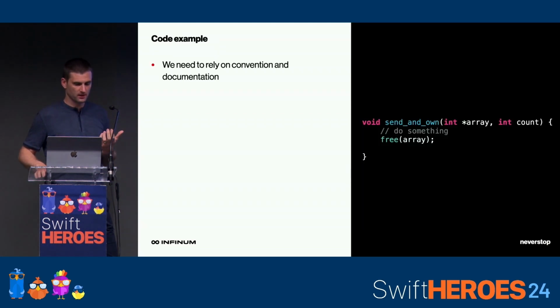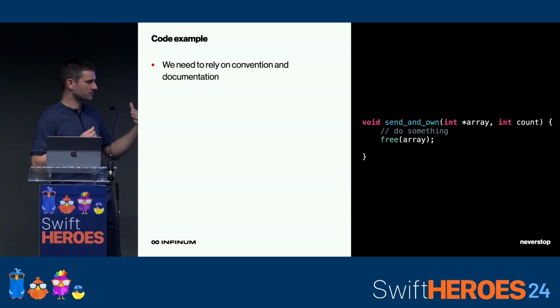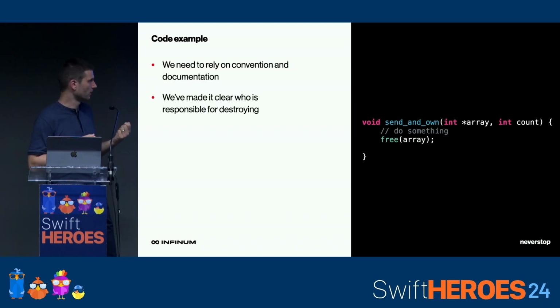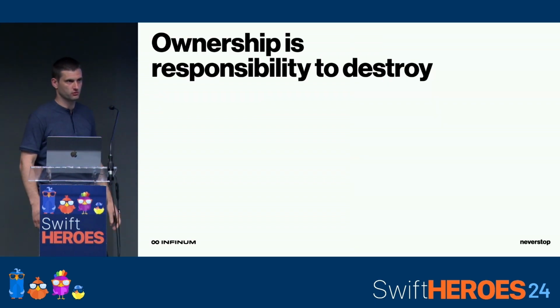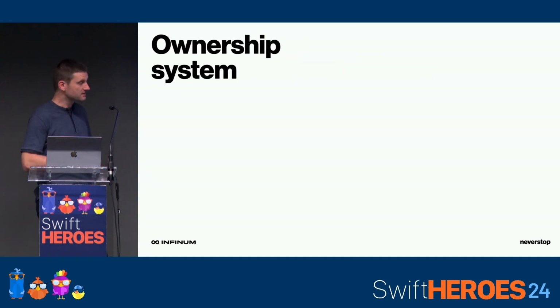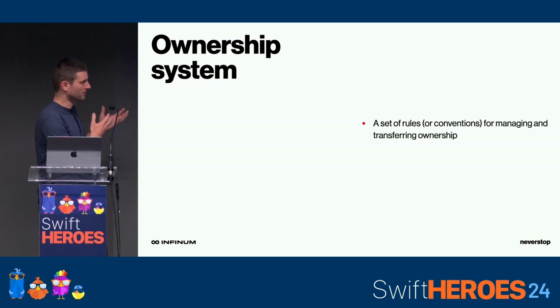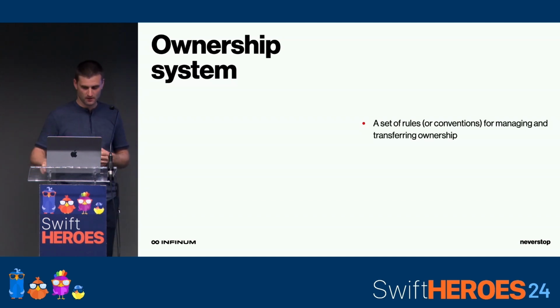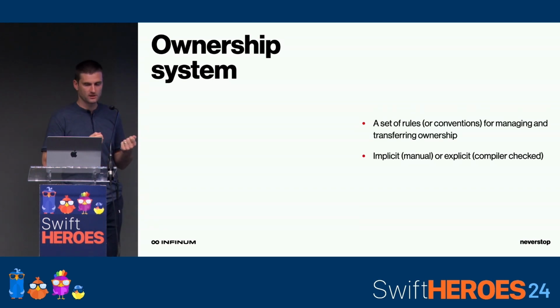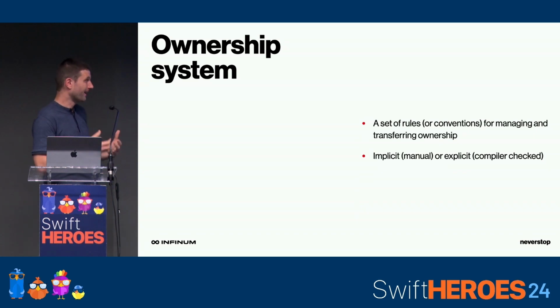Now, if we go back to our example, we can make it better so that it is clear whose responsibility it is to destroy, or actually who owns the object. So in this case, we just name it sendAndOwn, and we made it clear that it is this function's responsibility to destroy the array. We still need to rely on convention and documentation, so we either need to name the function or provide some comment, which is not ideal, but at least we've achieved something. And this really leads us to this simple definition: ownership is responsibility to destroy. And more generally, an ownership system is a set of rules or conventions, such as naming conventions, for managing and transferring ownership. It can be implicit, where the programmer needs to manually handle these rules, such as in C, or it can be explicit, where the compiler checks that the program follows these rules, such as what we have in Swift.